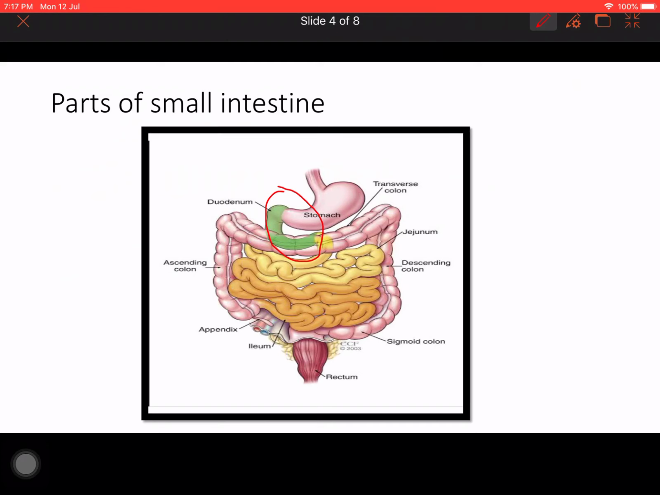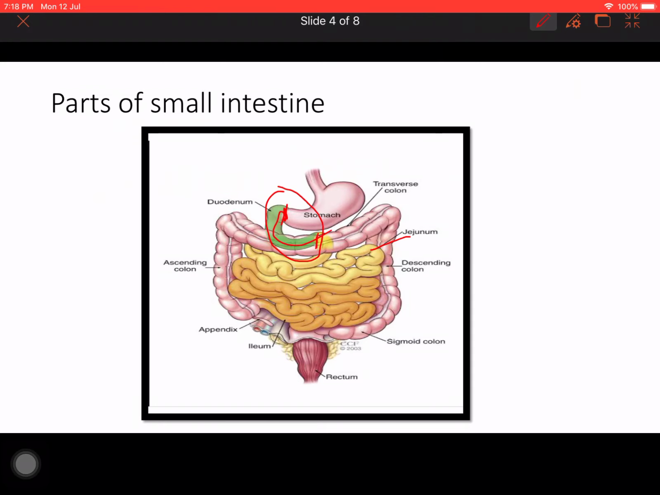Now the duodenum is a C-shaped structure, and it is the shortest part of the small intestine. It is a fixed part. You can see here, from the stomach to the small intestine, it is a C-shaped structure, and it is the shortest part of the small intestine. Now next comes the jejunum.